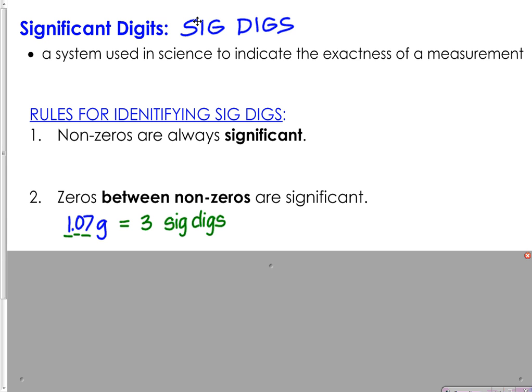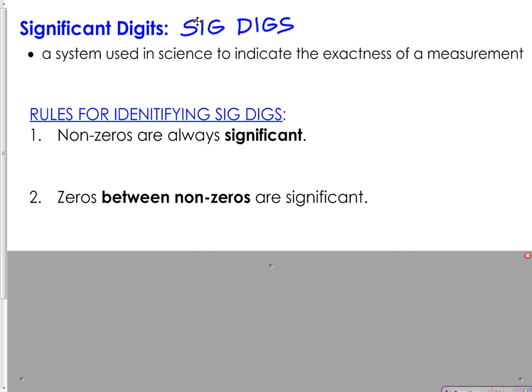If I do another example, and let's make it a bigger number, let's say I make the number 1052. Now the digits 1, 5, and 2 would all be significant just because they're not zeros. And this 0, which is trapped between the 1 and the 5, would now become significant. So we would say that this number has 4 significant digits. Okay? So those are examples of the first 2 rules.